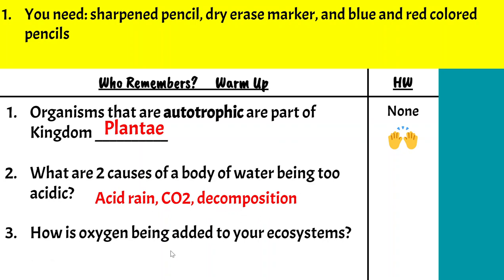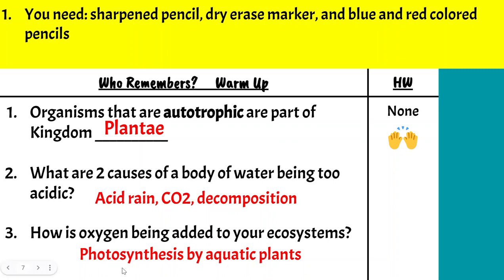And then, how is oxygen being added to any ecosystem? And of course, we know that that answer is plants. If we think about our ecosystems from class, it was aquatic plants. And oxygen is added through the process of photosynthesis. So that's actually what we're going to talk about today.